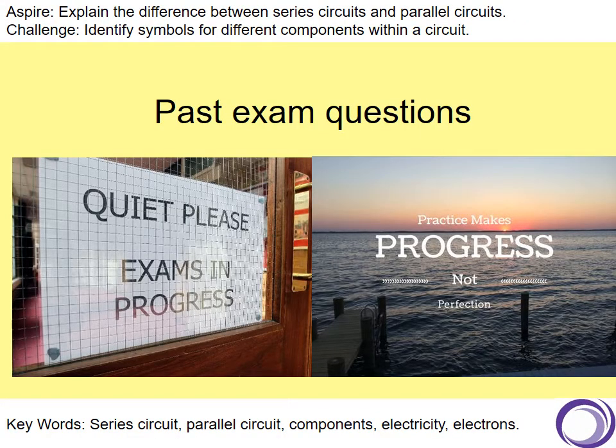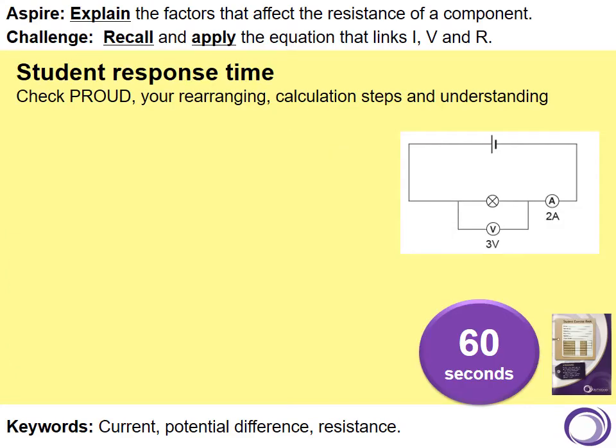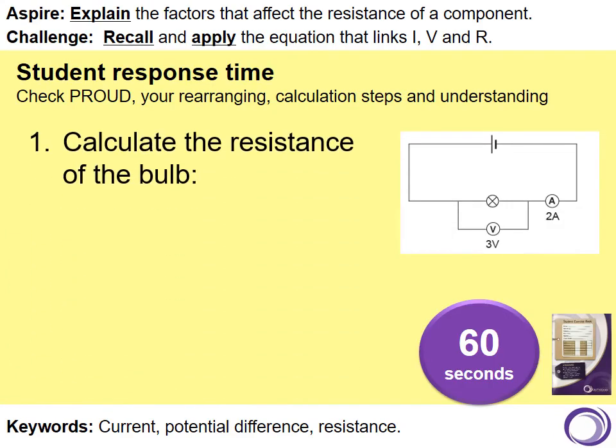Okay, with the mindset of practice makes progress, let's have a look at some exam style questions. So, question 1. Calculate the resistance of the bulb. We've got the ammeter there reading 2 amps, and we've got a voltmeter reading 3 volts. We know we've got the equation V equals IR, which you can apply. So I'll give you 1 minute to attempt that question.